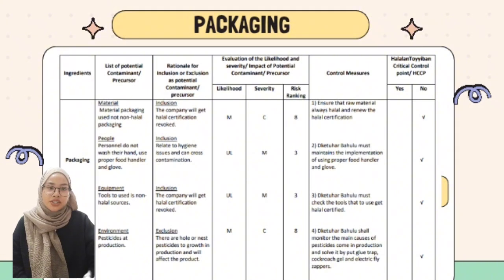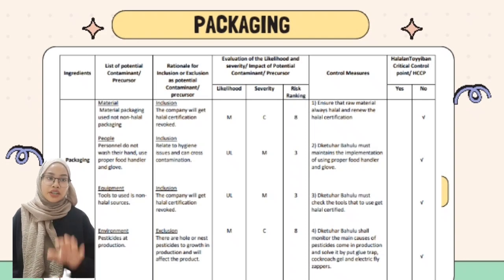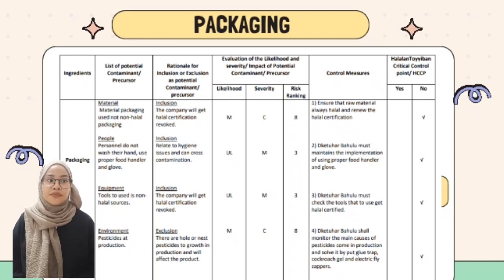Okay, for packaging: material, people, equipment, environment. Material, packaging uses non-halal packaging. Inclusion, the company will get halal certification reward. So likelihood will get moderate, severity critical, risk ranking A. Control measure, ensure that raw material will be halal and renew the halal certification.